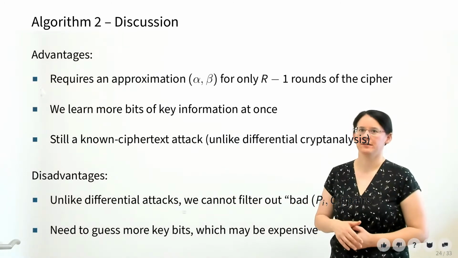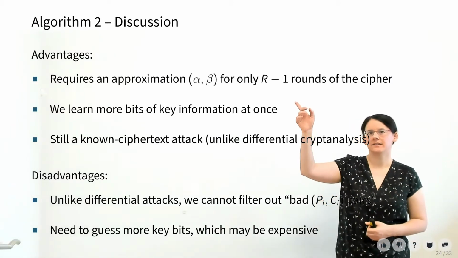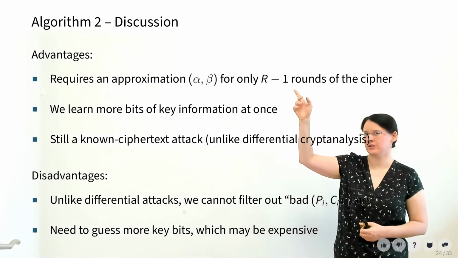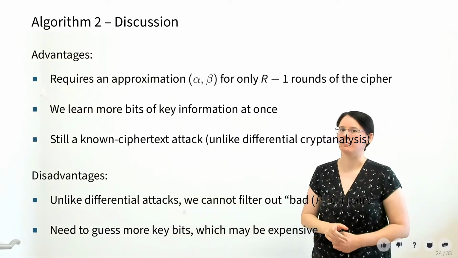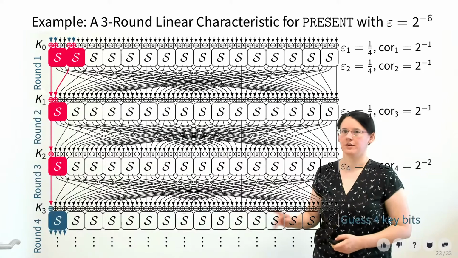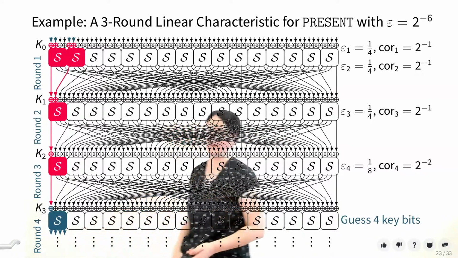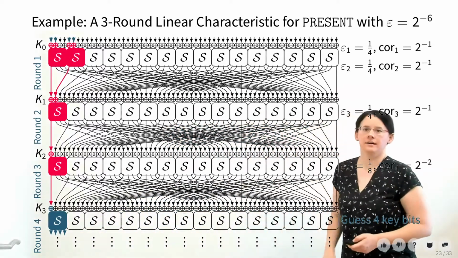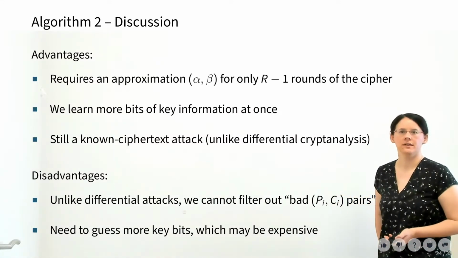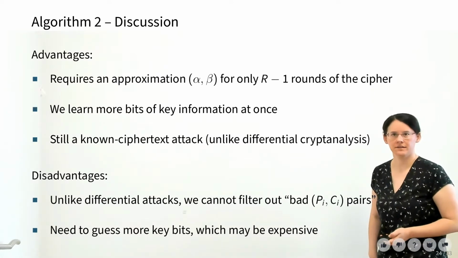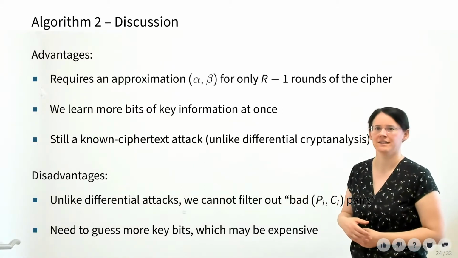So what are the advantages and disadvantages of this approach? One thing that's much better than the first approach is that I need an approximation not for the full cipher, but just for the round-reduced cipher, for example r-1 rounds. I also learn more key information at once, because in this case I learn not just one bit of key information, but 4 bits from executing this attack. So that's another advantage. It's still a known plaintext, known ciphertext attack. It should read plaintext here because I always know the ciphertexts.